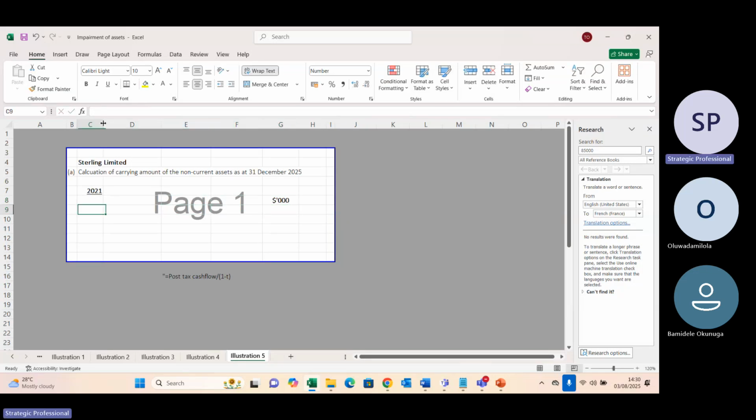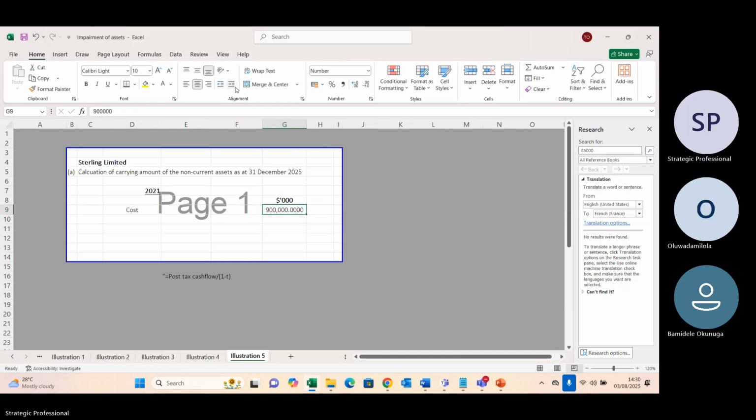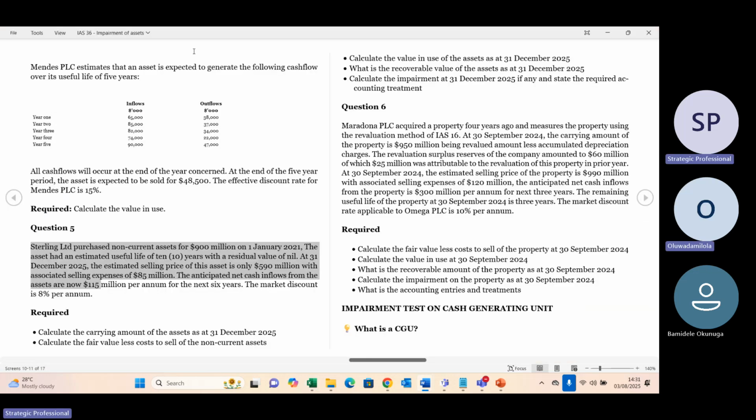So you agree with me that the carrying amount of the asset in 2021 will start from the cost. The cost is 900 million, right? 900. Then depreciation. Depreciation will be cost multiplied by the number of years.